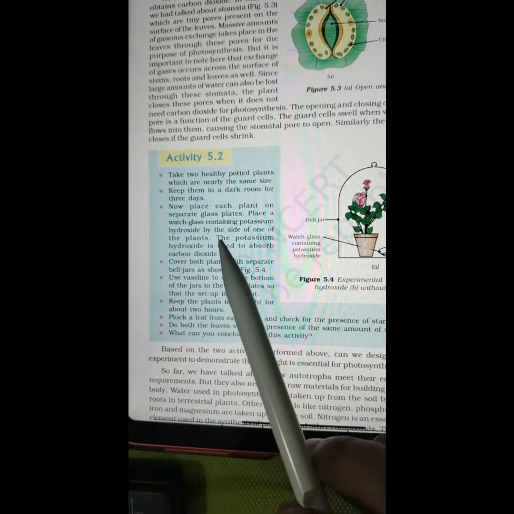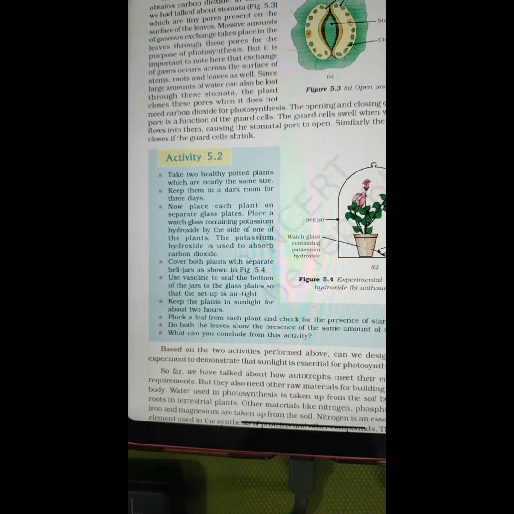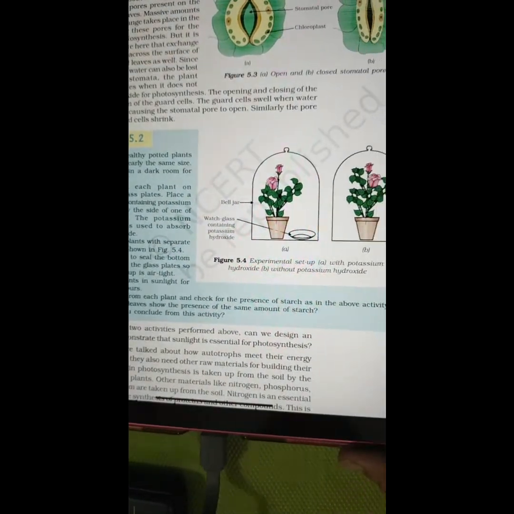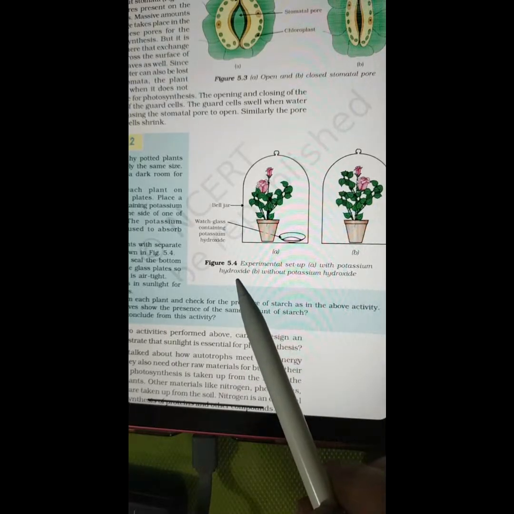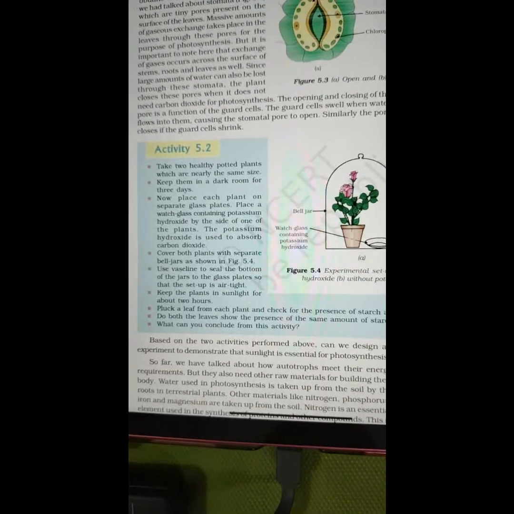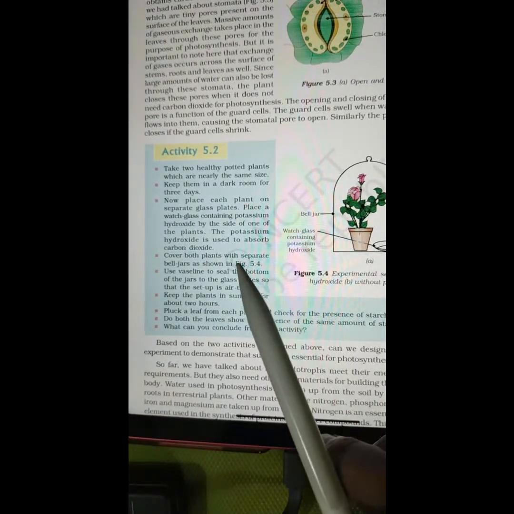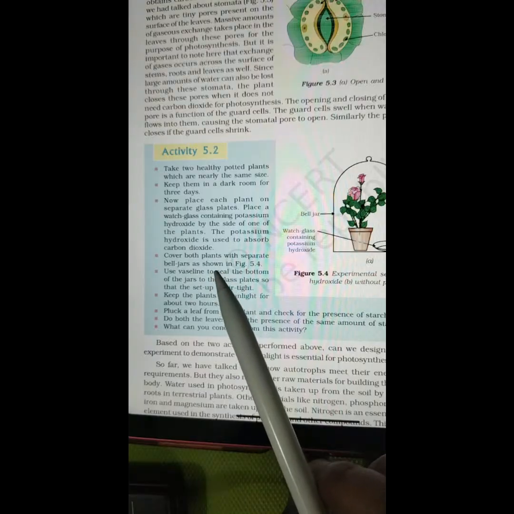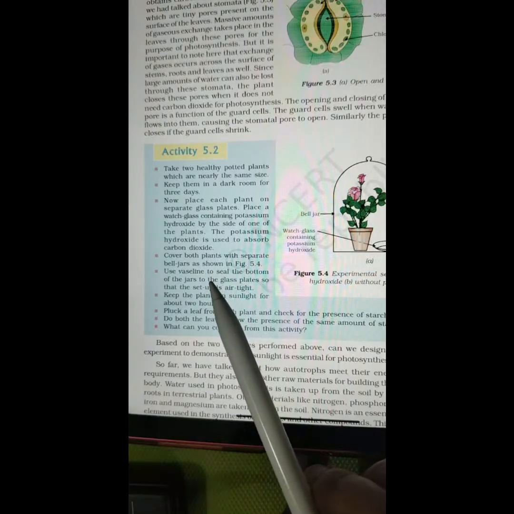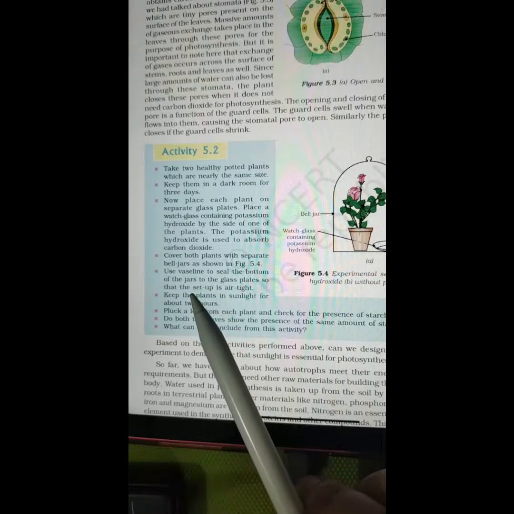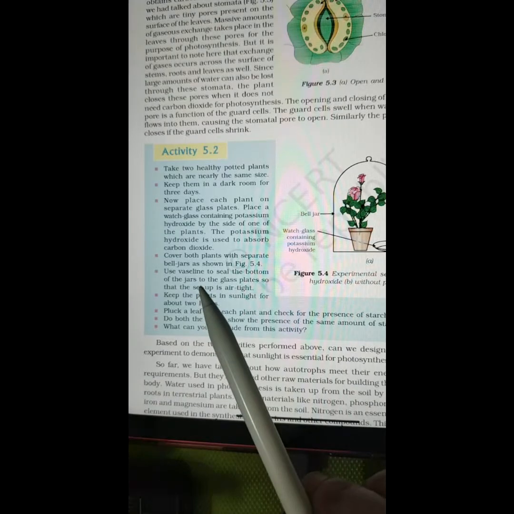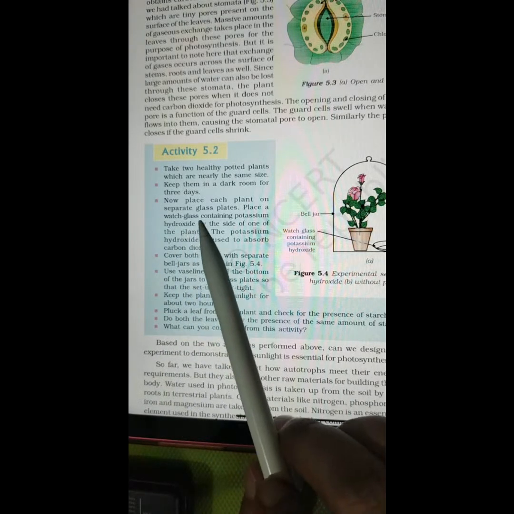As we scroll up, activity 5.2, the chemical that is mentioned here in the title, it is potassium hydroxide. The chemical formula is KOH. KOH is a chemical, it takes in all the carbon dioxide, and if you know that carbon dioxide is being taken up by KOH, then plant will not be having CO2, and if the plant will not be having CO2, there will be no photosynthesis.